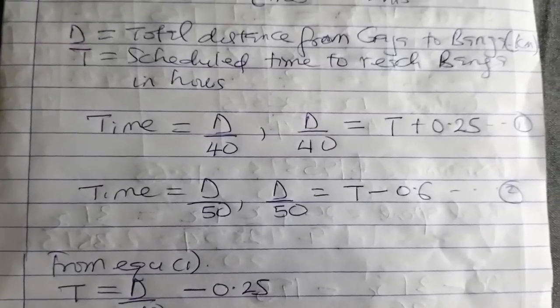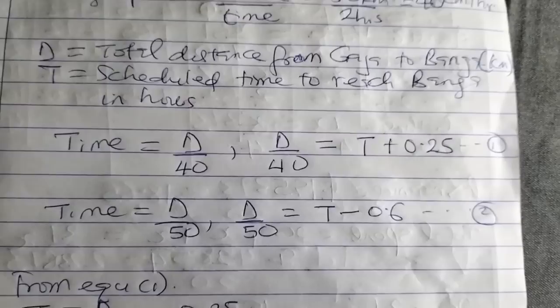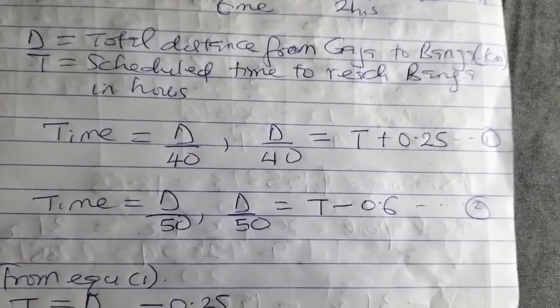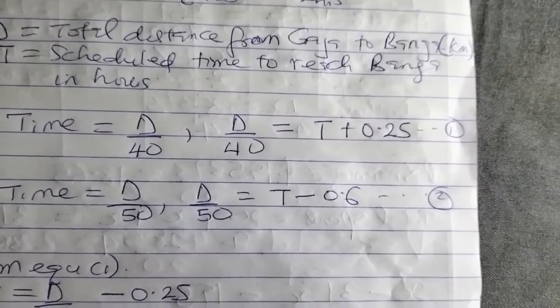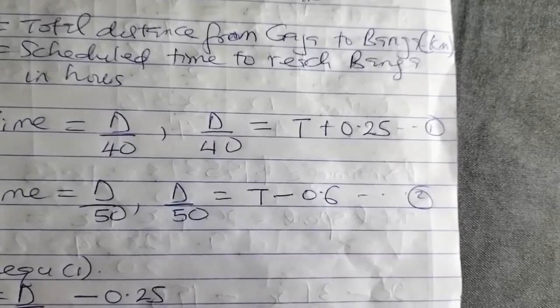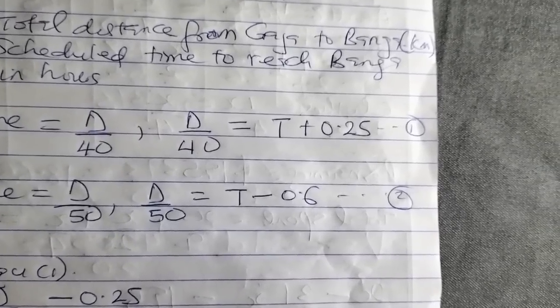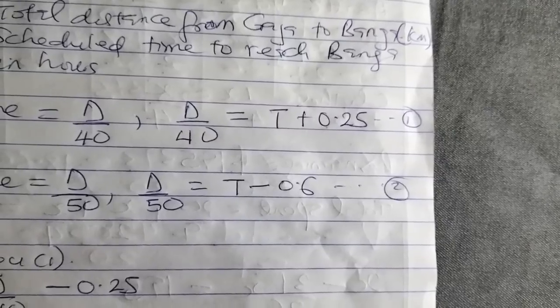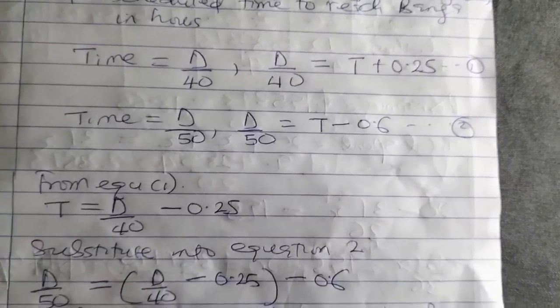So time is also equal to D over 50, if the average speed is increased by an extra 10, so 10 plus 40 is 50. So D over 50 becomes T minus 0.6, which is equation 2. That 0.6 represents the 36 minutes. That is 36 over 60, that is 0.6, equation 2.